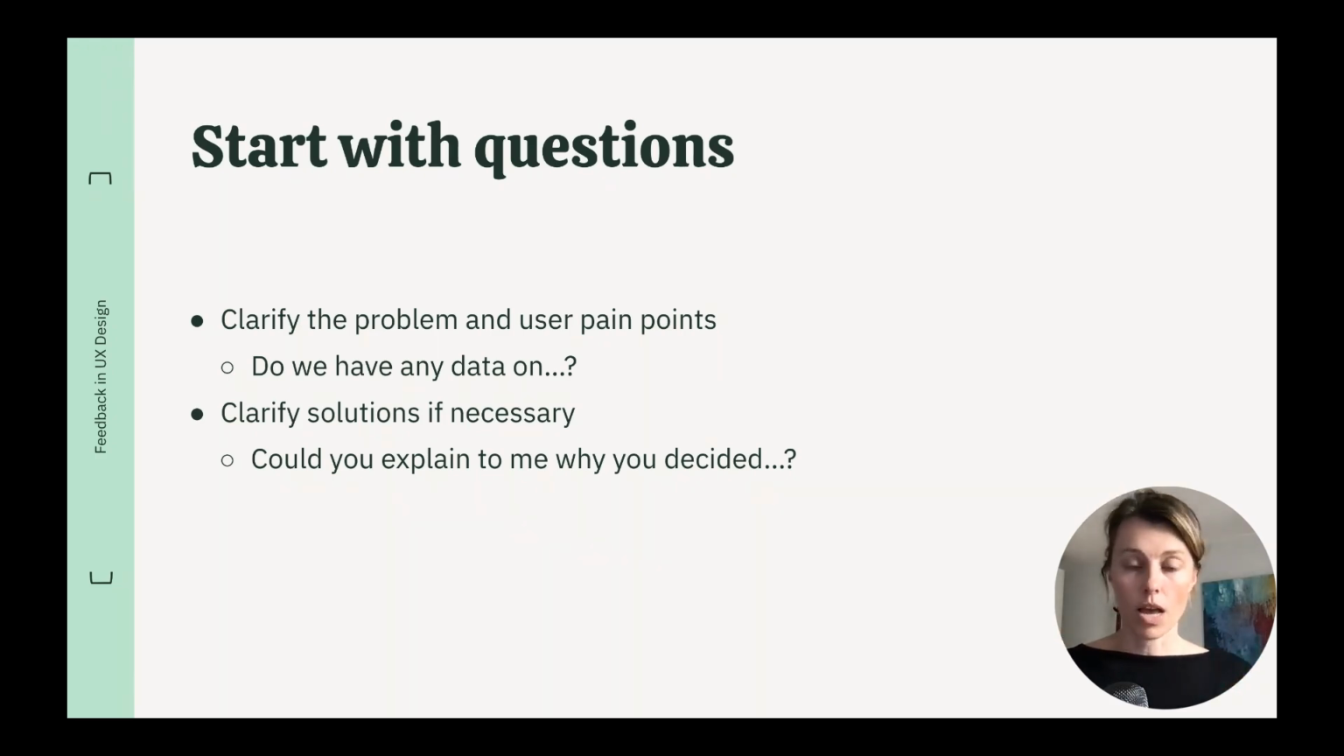So just ask questions, and clarify the design solutions if necessary. So things like, could you explain to me why you decided to go this way and went with this solution? Don't try to introduce a solution right away, but really focus on asking questions first before you communicate your feedback.